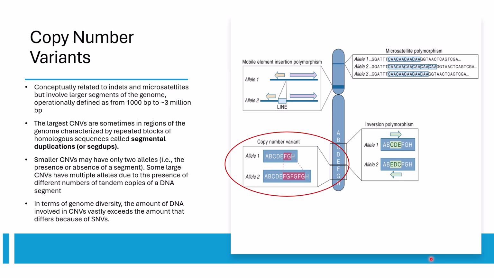Another type of larger variants are the copy number variants, which is essentially an indel or microsatellite, but happens at a larger scale and in a larger segment of the genome, up to 3 million base pairs. Large CNVs, or copy number variants, sometimes happen in regions of the genome characterized by repeated blocks of homologous sequence called SIGDUPs, or segmental duplications. The smaller CNVs may have two alleles. For example, this is an example shown here.